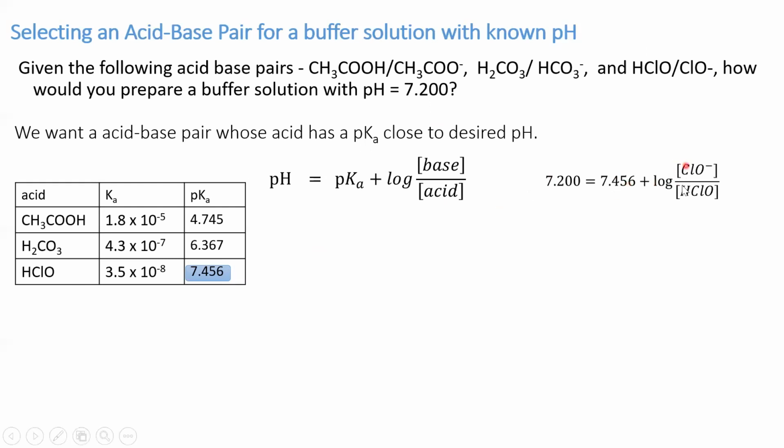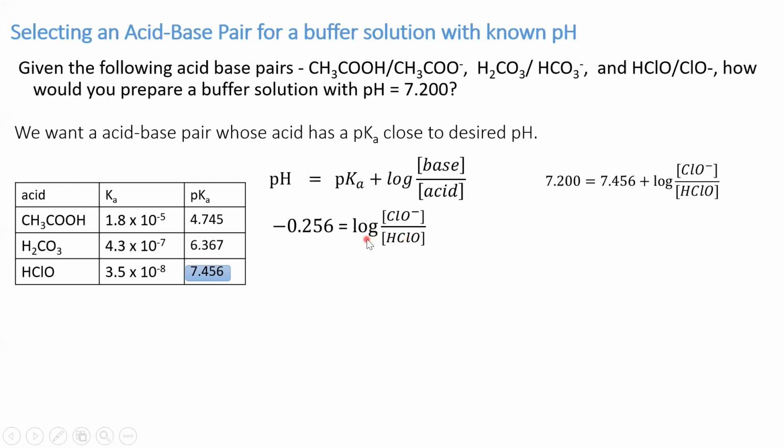And then plus the log of our base over our acid. All right, so how are we going to prepare our solution? Let's subtract 7.456 from both sides. That gives us negative 0.256 equals the log of our base over our acid.